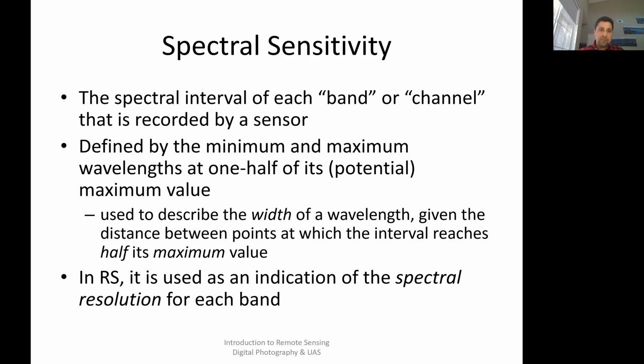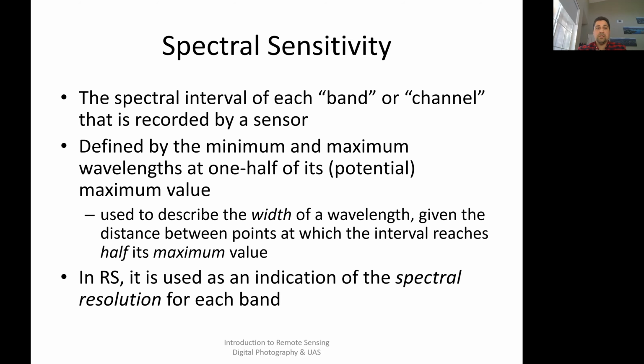Some of this is review. I know that we've covered these topics briefly, but it's all supposed to come full circle here. So spectral sensitivity, this is referring to the 4 types in the beginning, right? Spectral, radiometric, temporal, etc. Types of resolution, and spatial. Now, this is in relation to spectral resolution.